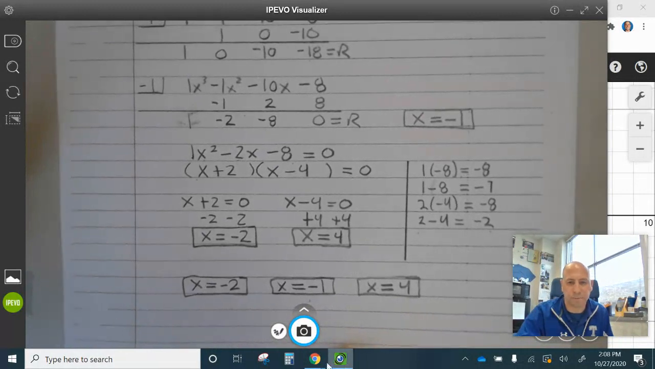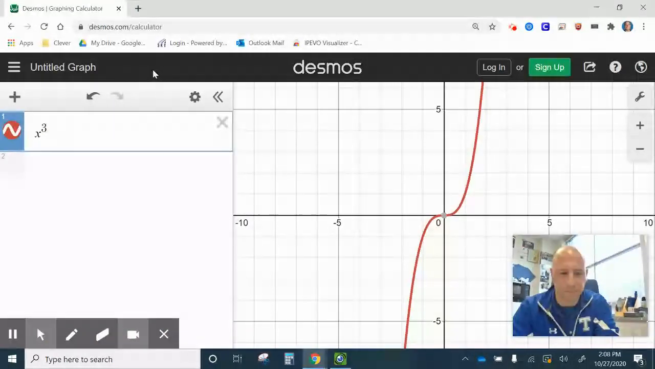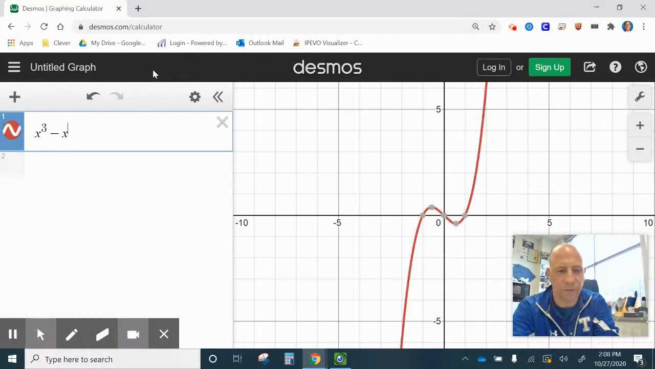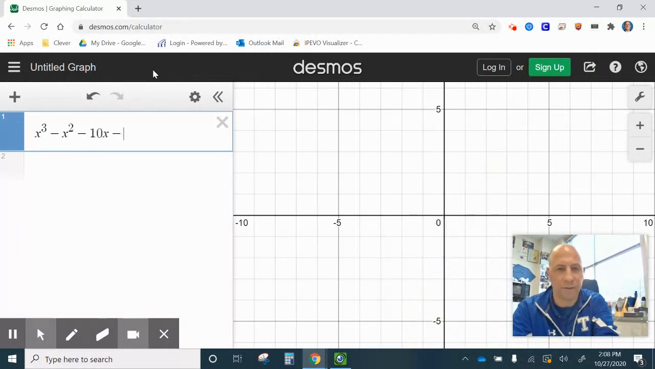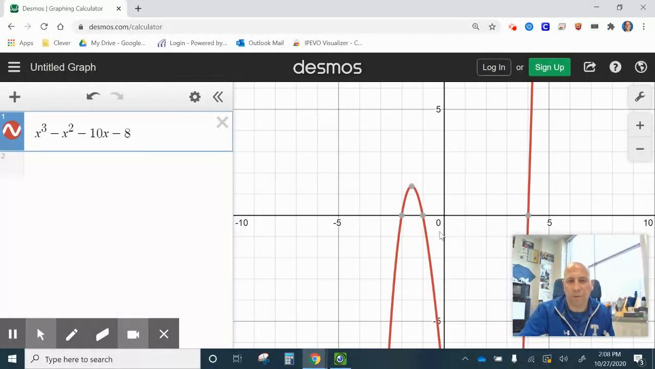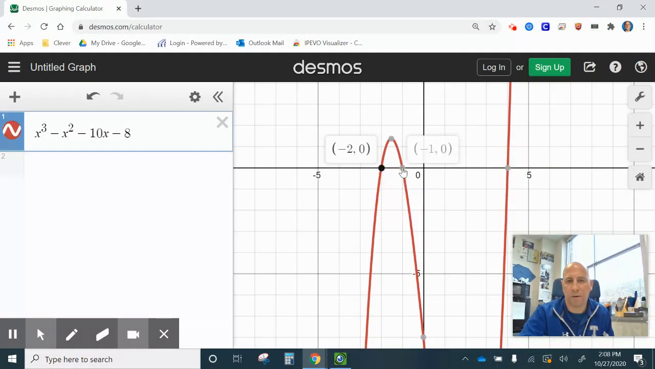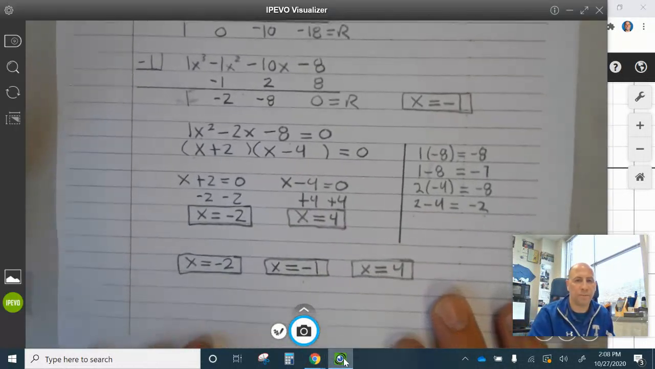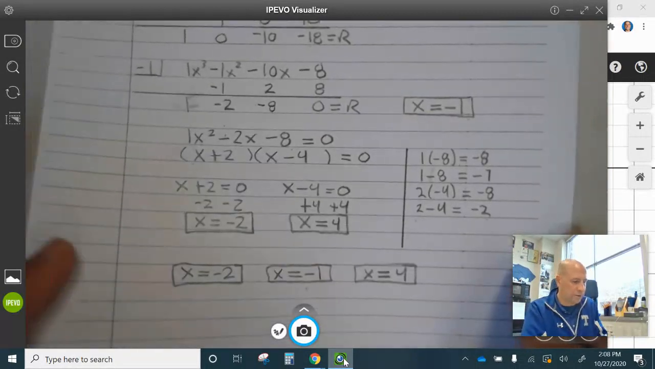So let's do that now. Okay, so let's graph example 1. So x cubed minus x squared minus 10x minus 8. When we click here, there's our -2, there's our -1, and there's our 4. And so that verifies that our zeros are correct. All right, so go ahead and finish up example 1. All right, now let's take a look at example 2.